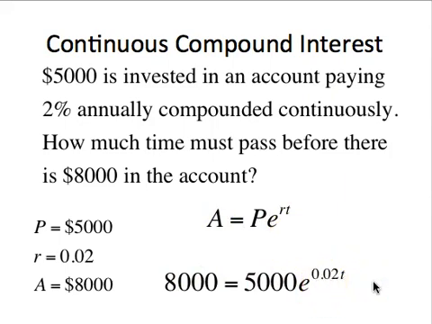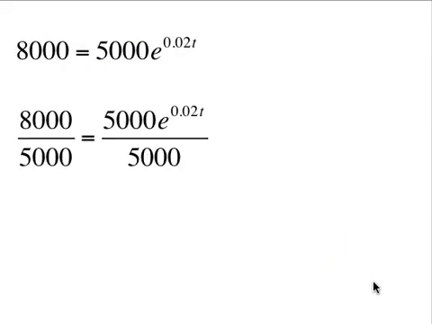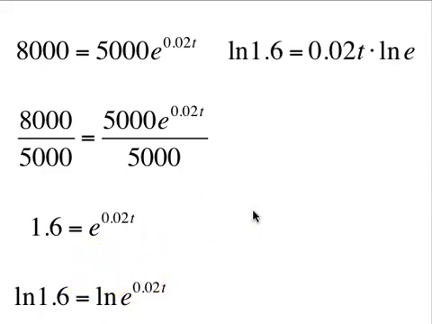So plugging in those values, A is 8,000, P is 5,000, e to the 0.02 times t. We'll do some algebra to solve for that t. Dividing both sides by 5,000, 8,000 divided by 5,000 is 8/5 or 1.6. So we get 1.6 is e to the 0.02t. We pull the exponent down by taking a natural logarithm on both sides. So natural log of 1.6 is natural log of e to the 0.02t.